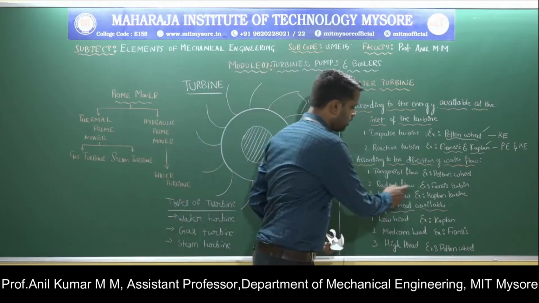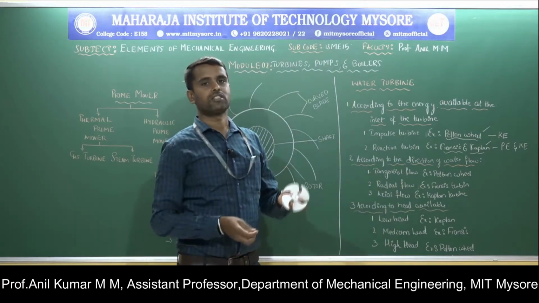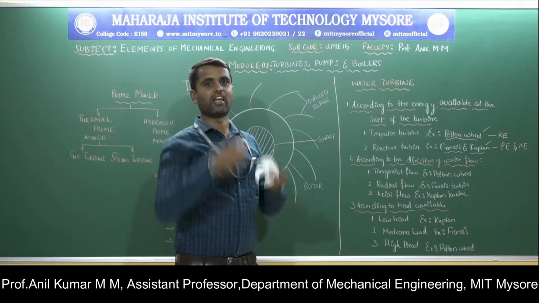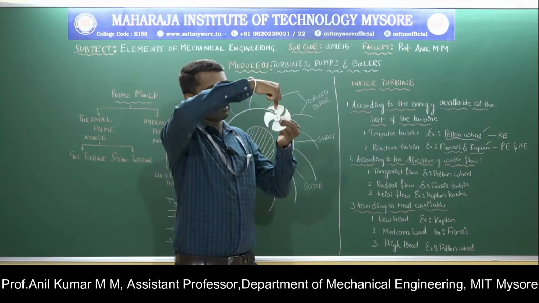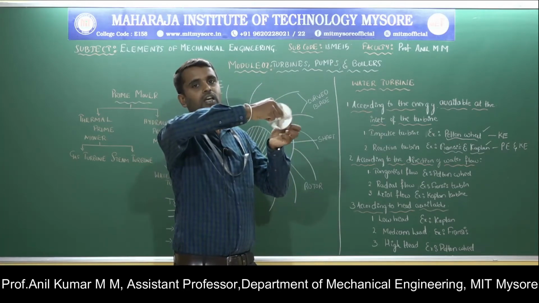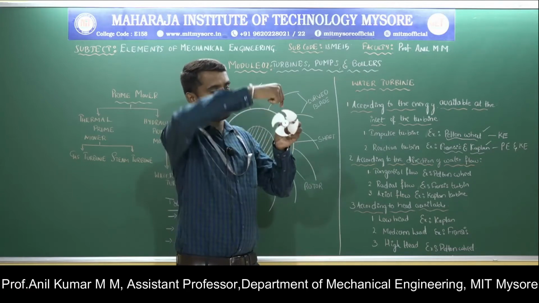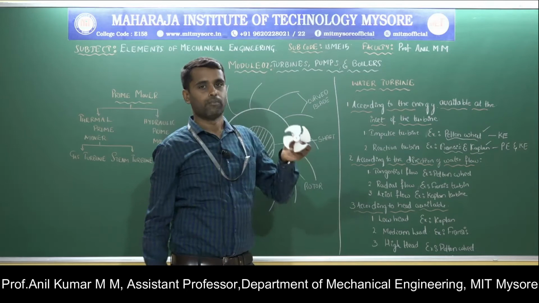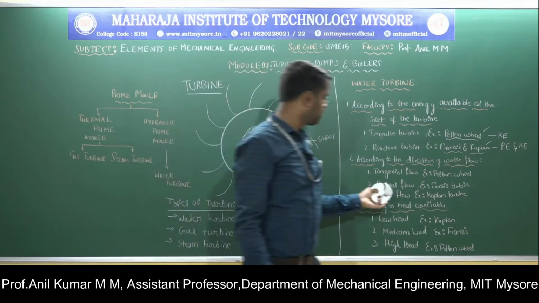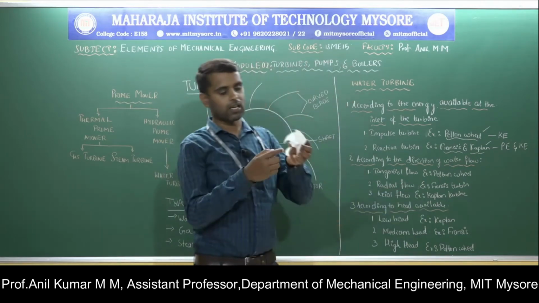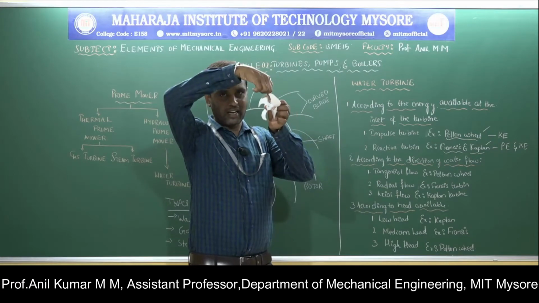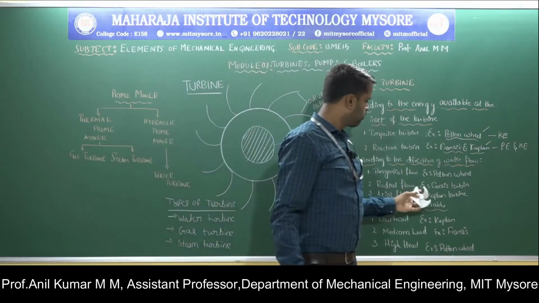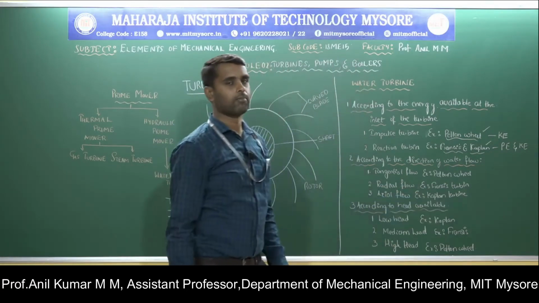Okay, next, that is the radial flow turbine. The water strikes the runner blades in the radial direction. That means it is perpendicular to the axis of rotation of the runner. Water flows over the runner blades perpendicular to the axis of rotation of the runner. That is called a radial flow turbine. An example of a radial flow turbine is the Francis turbine.